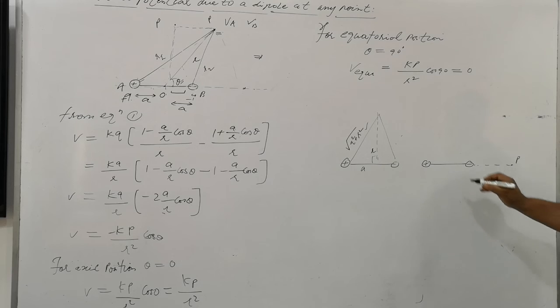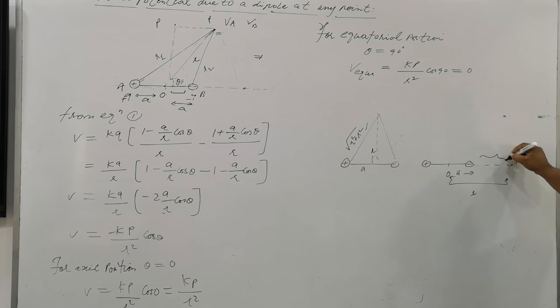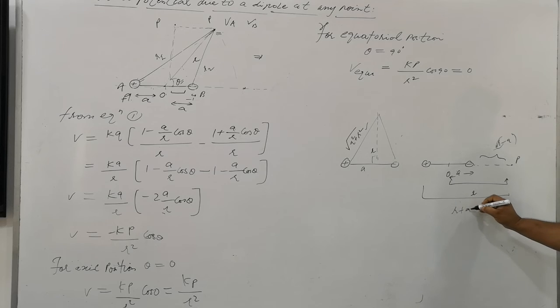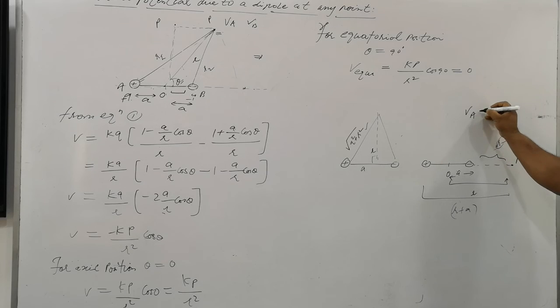So this is O. The distance between them is A, and this is R. So the distance to this point is R minus A, and this distance is R plus A. It's R minus A or it's R plus A. Clear? So the potential due to this you will find, again VA plus VB, and you will put the values here. Then you can obtain this answer.